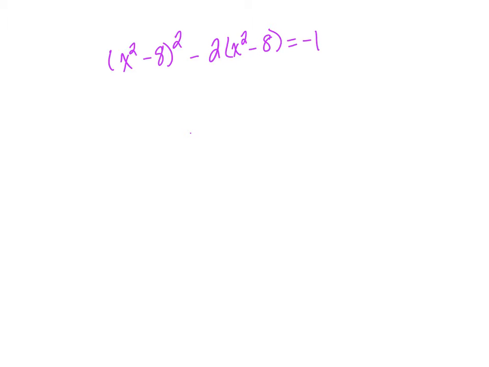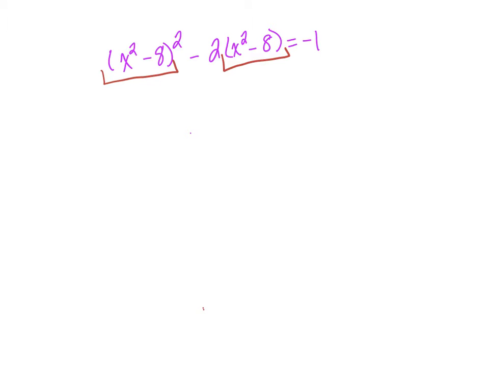So what I'm going to do is look at this right here. You've got (x² - 8)². That's a binomial squared. That same binomial shows up right there also.